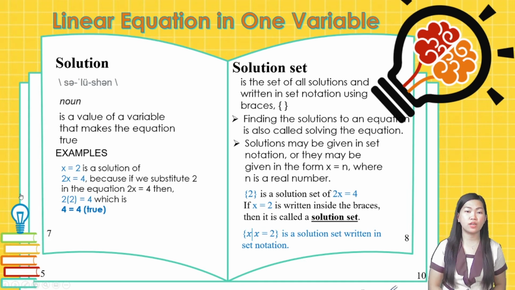So we have here 2 is a solution set of 2x is equal to 4. And if x is equal to 2 is written inside the braces, then it is called a solution set. So we have here the set of x such that x is equal to 2 is a solution set written in set notation. So these are the important terms you need to remember regarding linear equation in one variable.